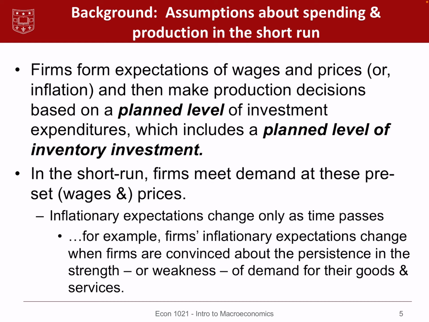So firms want to hold some inventories, of course, to meet unexpected demand shocks. So if demand is unexpectedly high, you want to hopefully satisfy your customers, and as a result, they'll sell out of inventory. So that would be one reason why firms would hold some inventories. But the important thing here is that in the short run, firms are meeting demand at these preset wages and prices. So firms are making a plan about the amount of investment that they're going to undertake, and then their production behavior will fluctuate according to what demand is in the economy for their goods and services.